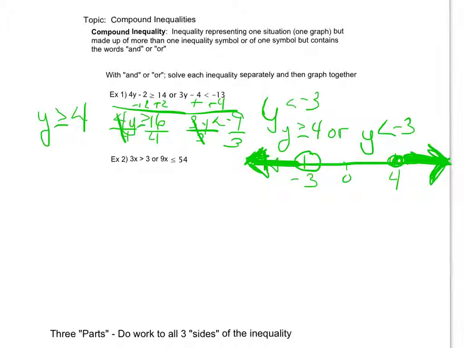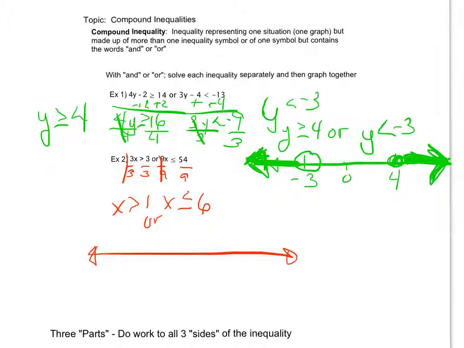I'm looking at the next one. So I have 3x is greater than 3, or 9x is less than or equal to 54. Again, I'll solve each piece. So I solve this one by dividing by 3. I get x is greater than 1. Divide by 9. I get x is less than or equal to 6. So x either has to be bigger than 1 or less than or equal to 6. So make sure you can interpret what it means to be or.